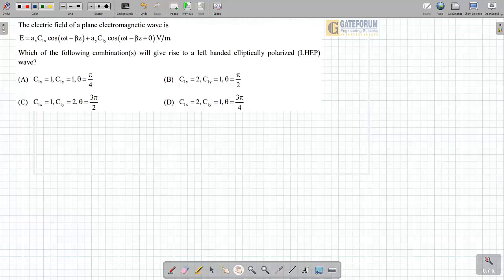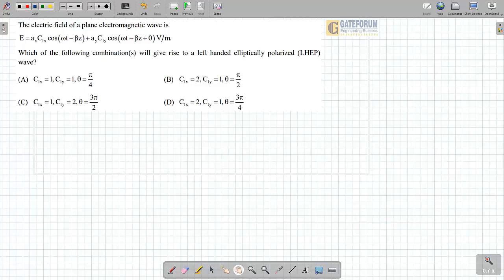Question from electromagnetic theory. This question is slightly complicated in the sense that multiple options can be right. The second thing is that we need to understand clearly how to identify the left-hand and right-hand elliptically polarized wave. The electric field of a plane electromagnetic wave is given by the equation. To determine what combinations will give left-hand elliptically polarized wave.